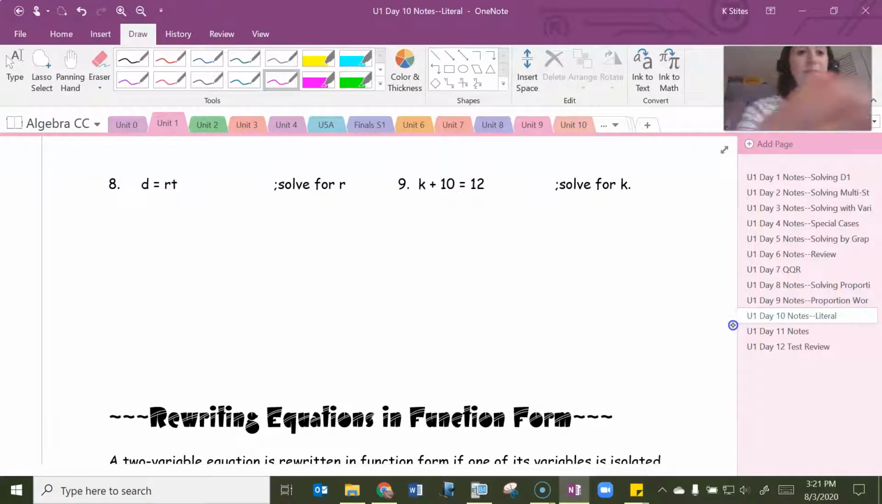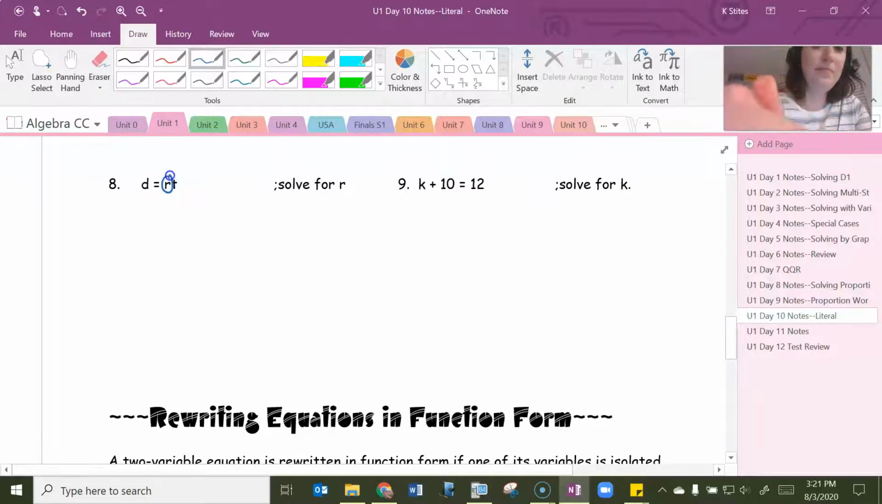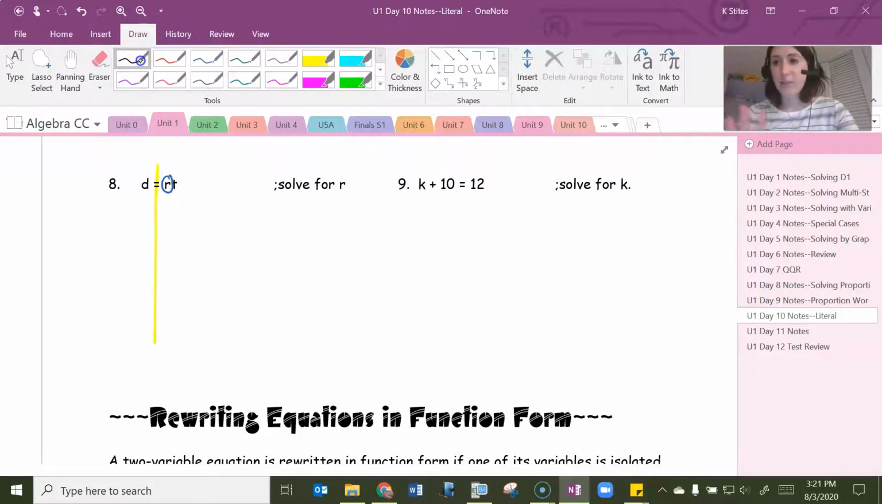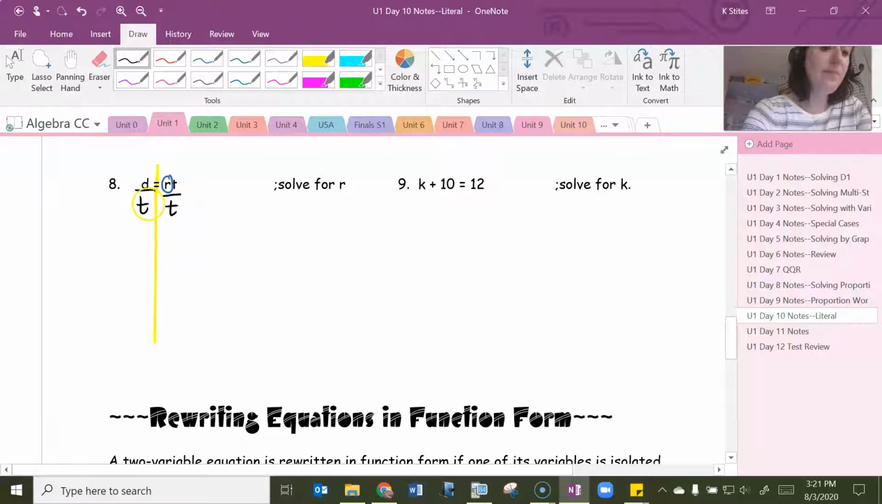Solve for r. Okay, even though it's on the other side of the equal sign, that's okay. What's with the r? T. How do we get rid of the t? Divide it. Okay, so this will just be d over t equals r.